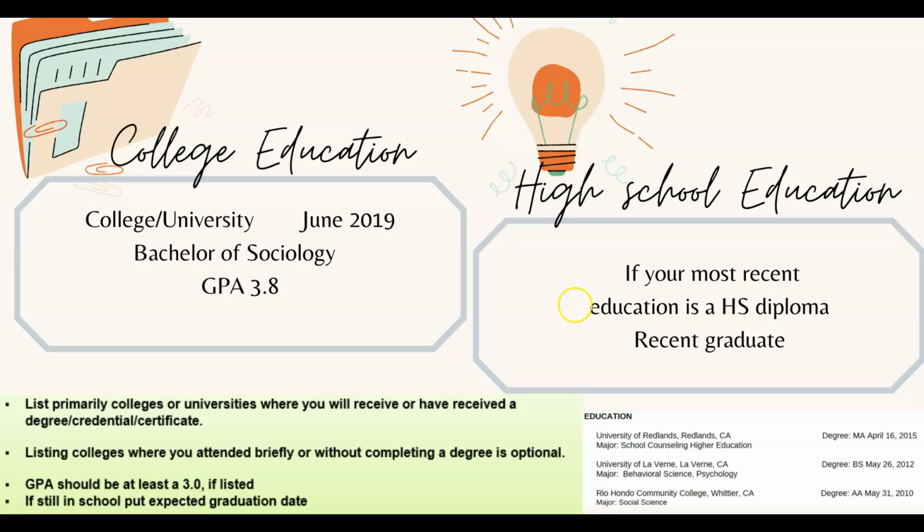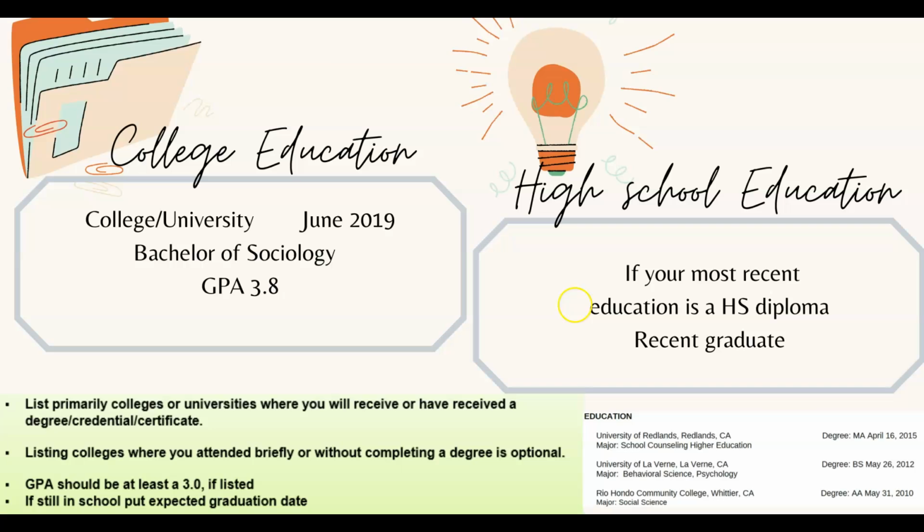So list primarily colleges and universities where you will receive or have received degrees or credential certificates. This is also good for certificates as well. Listing the colleges where you attended briefly without completing degrees is optional. So, like I was saying, if you went to a community college or you're going currently, I would only put your GPA if it's above a 3.0. If it's not, then no, you don't need to put a GPA.